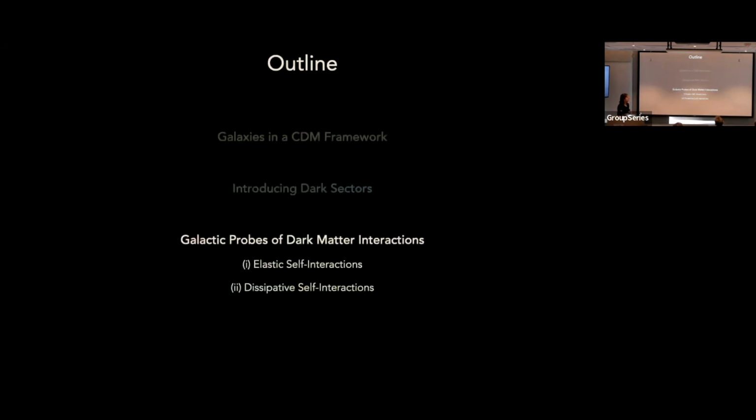Okay, so with that set up, I now want to delve into 2 specific concrete examples to work through how changing the dark matter physics ends up impacting galactic probes. The first example is dark matter that can interact with itself, but does so elastically. And the last example is where those interactions continue to occur, but where energy is allowed to be dissipated from them. So it's an inelastic self-interaction, using the word dissipative instead of inelastic.